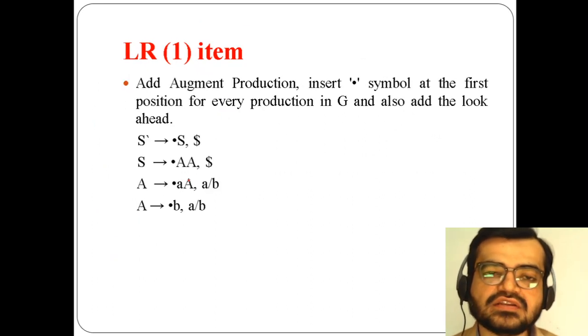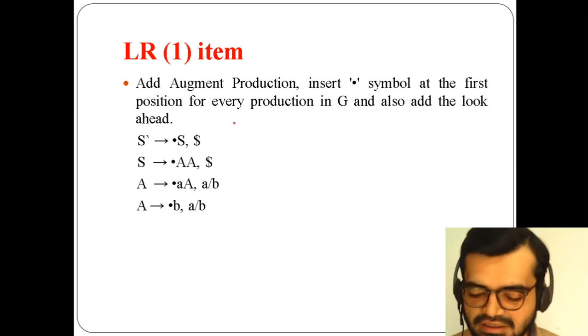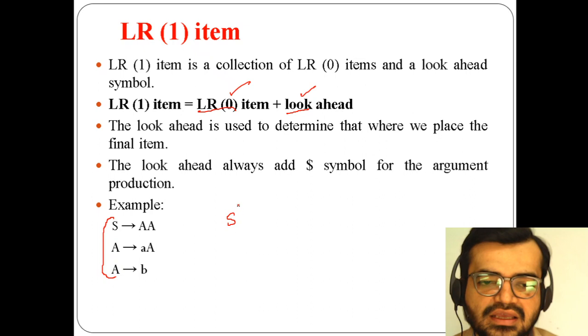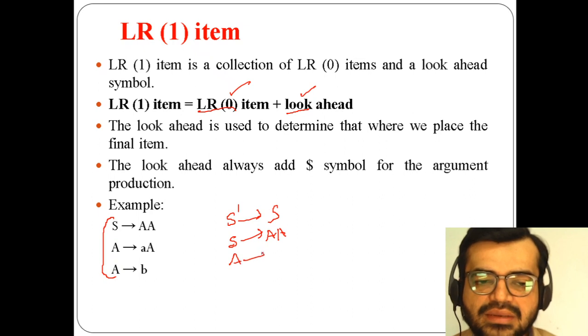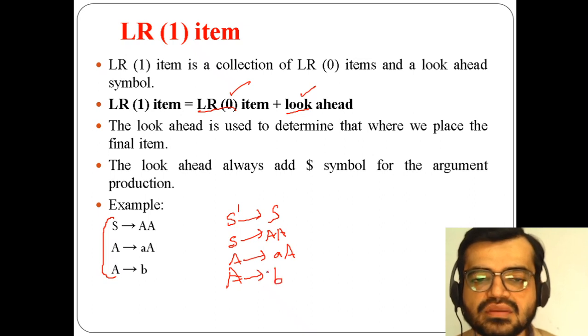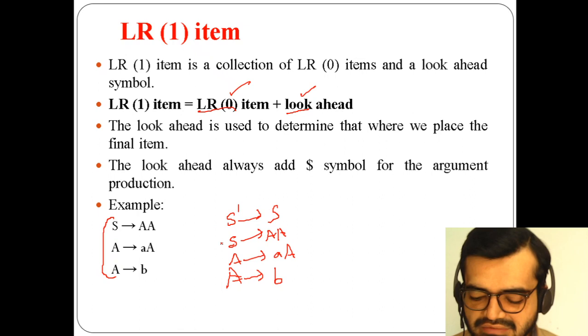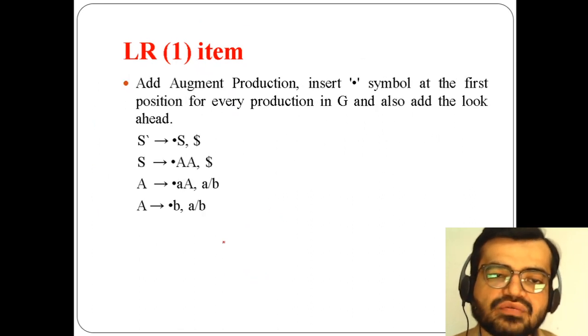First, I have to use the augmented grammar. For the given grammar, the augmented grammar will be S' → S, S → AA, A → aA, and A → b. So this is my augmented grammar. Now, using this augmented grammar, I have to find the LR(1) items.